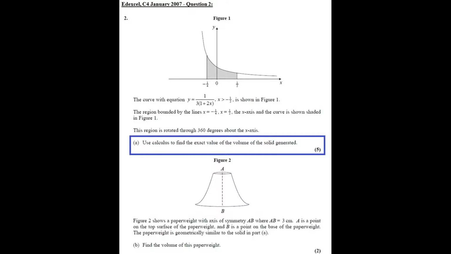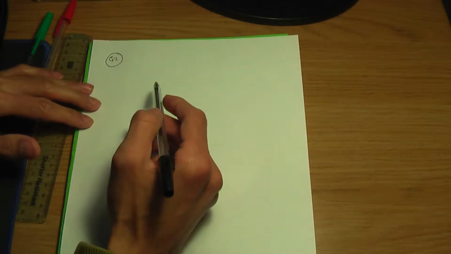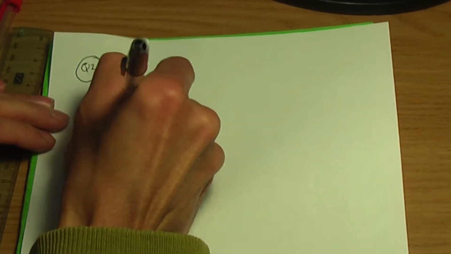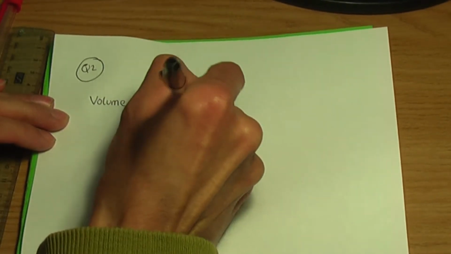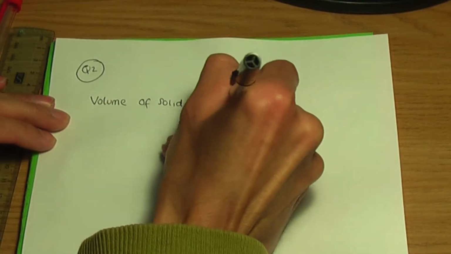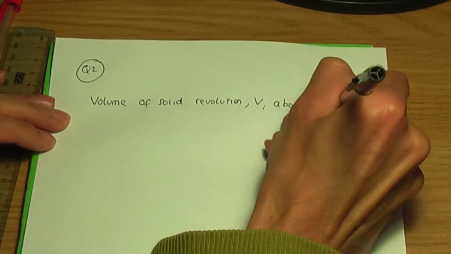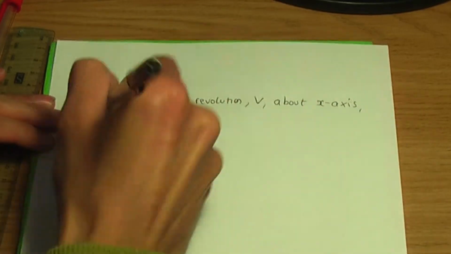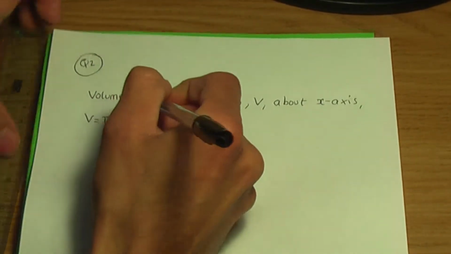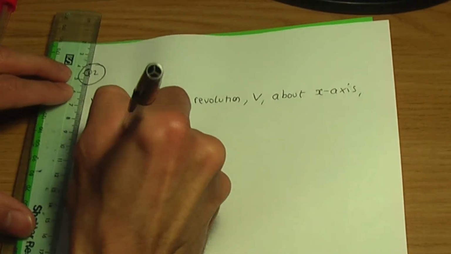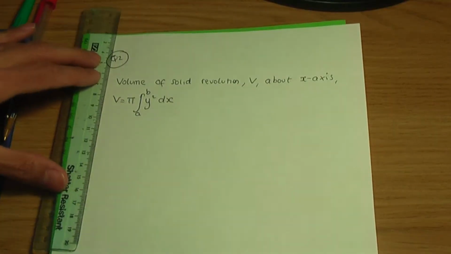So let's think about this problem. Let's get back to the paper and pen. Now, in order to work out the volume of solid revolution V when you rotate a region about the x-axis, remember this formula. So the volume of solid revolution V about the x-axis, and the formula is V is equal to pi into the integration of y squared with respect to x between the given limits.